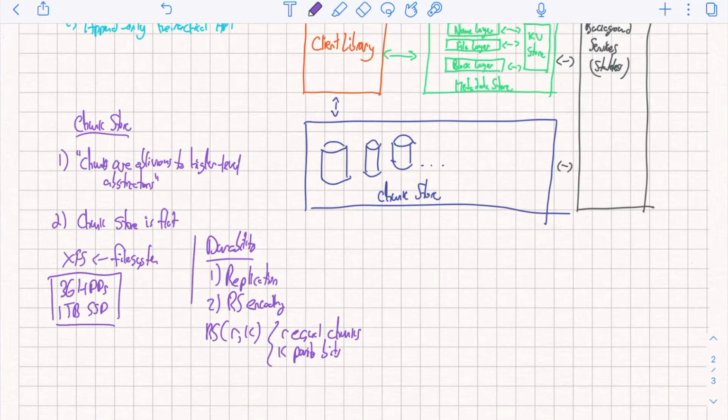Now, this is the basic idea of how the chunk store works. The next major component is the metadata store, which is responsible for naming exabytes of data. So this is the metadata store.